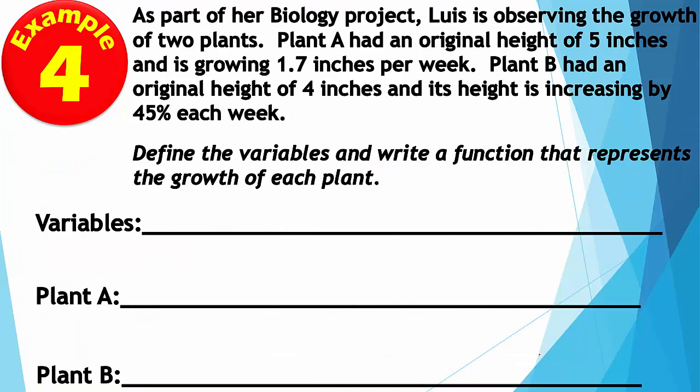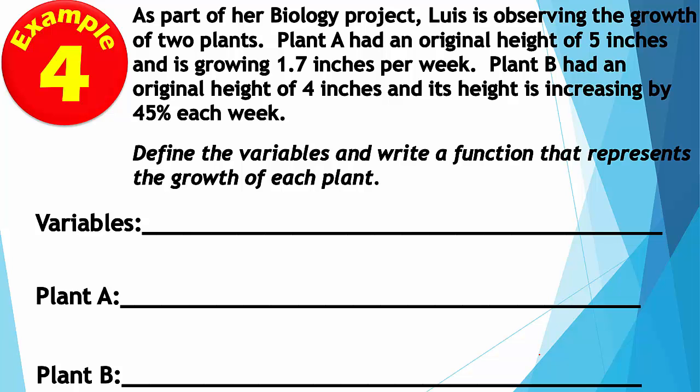Okay, next example. As part of a biology project, Lewis is observing the growth of 2 plants. Plant A had an original height of 5 inches and is growing 1.7 inches per week. Plant B had an original height of 4 inches and its height is increasing by 45% each week. We need to define the variables and write a function that represents the growth of each plant.